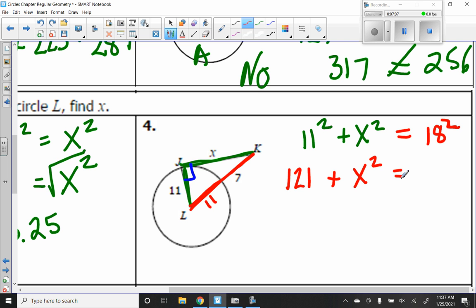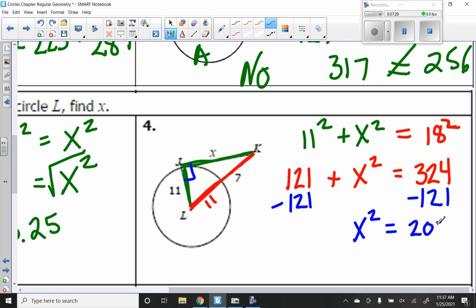Okay, square 18 on my calculator, I get 324. Now I'm solving for x. So on this problem, we're going to have to isolate the x. Now I'm going to have to subtract the 121. So I get 203. And our last step is going to take the square root.